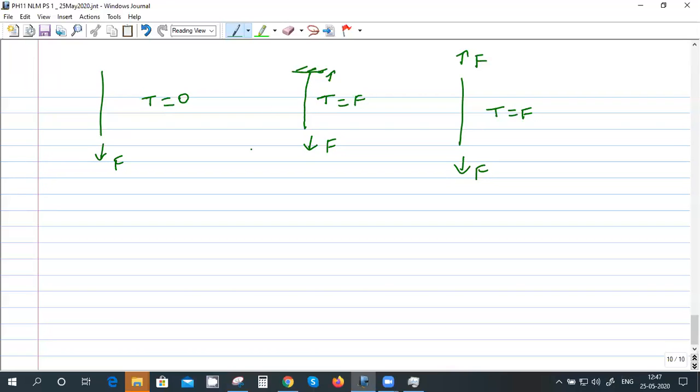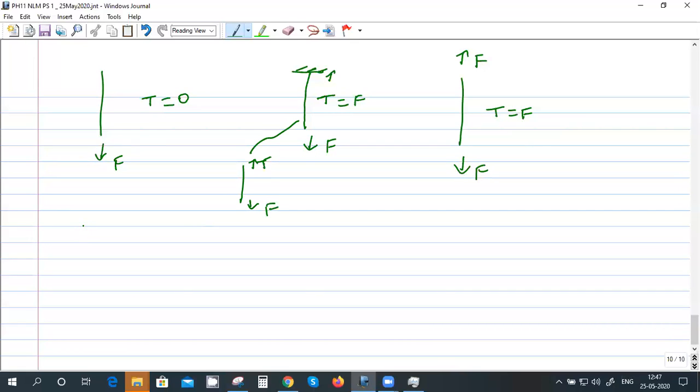Suppose I have to draw a free body diagram of this string, I'll take the string and then replace this contact by a force, the contact force is T, and here the force is F, so T equals F. So this is for a string.